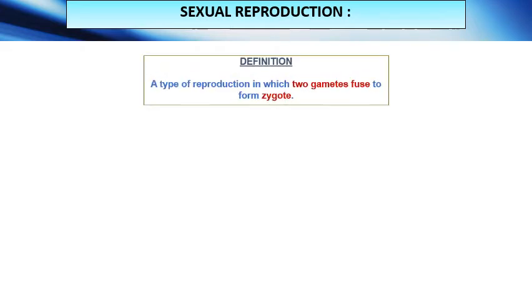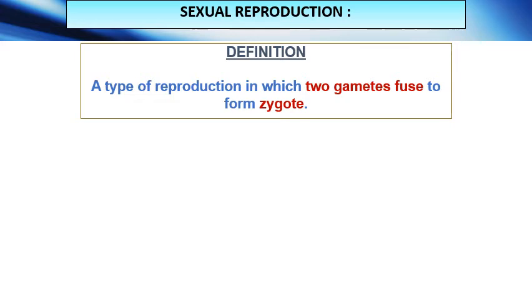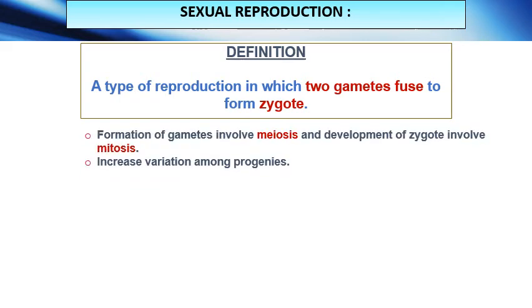Next, sexual reproduction. Definition: a type of reproduction in which 2 gametes fuse to form a zygote. Formation of gametes involves meiosis and development of the zygote involves mitosis. So, this will increase variation among progenies.